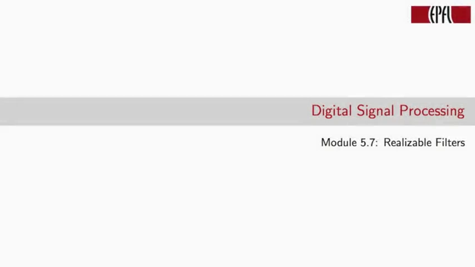With the Z-transform, we will arrive at a new characterization for a filter in terms of what we call a rational transfer function, which is simply a ratio of polynomials in a variable Z. Welcome to Module 5.7 of Digital Signal Processing, in which we will talk about realizable filters.